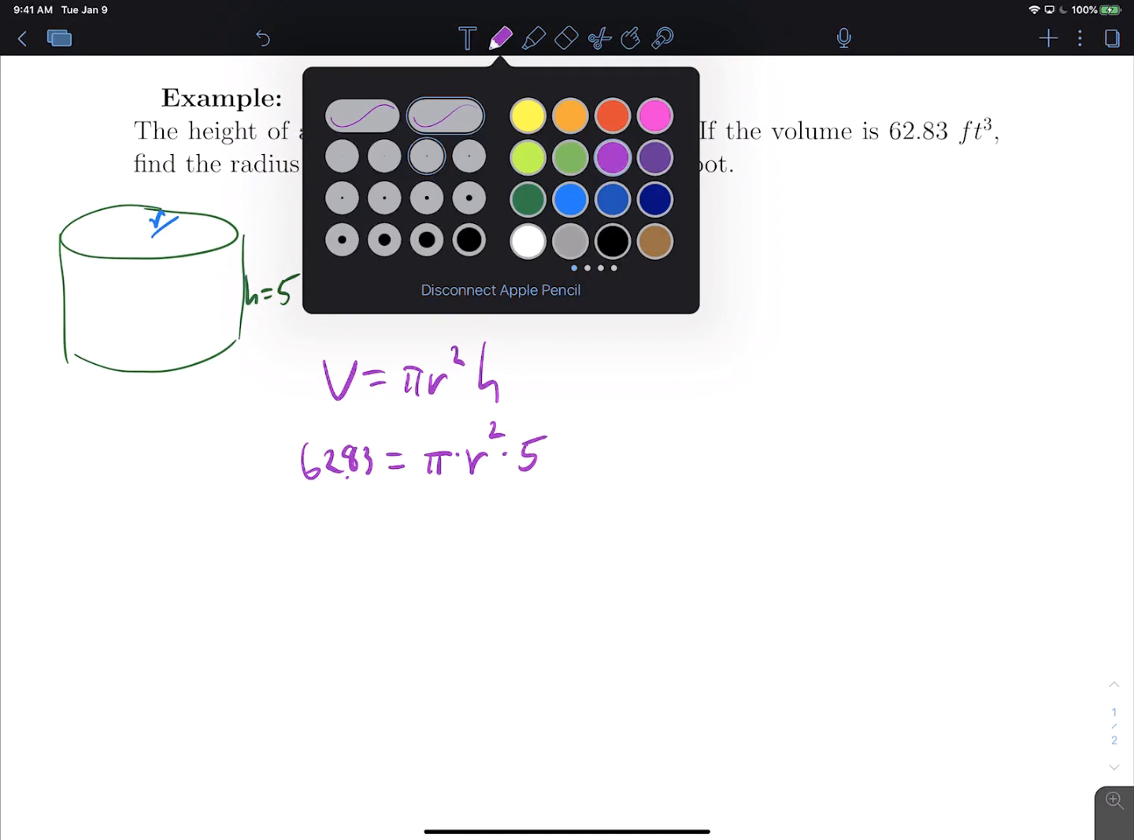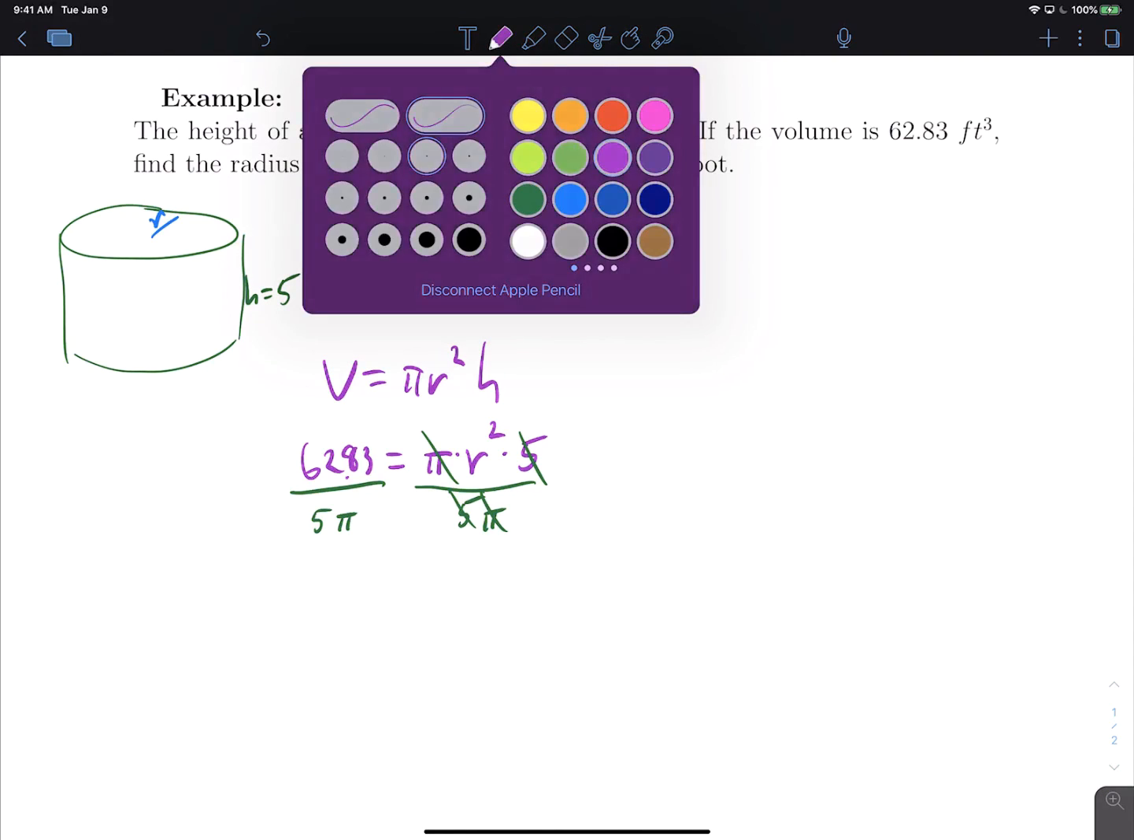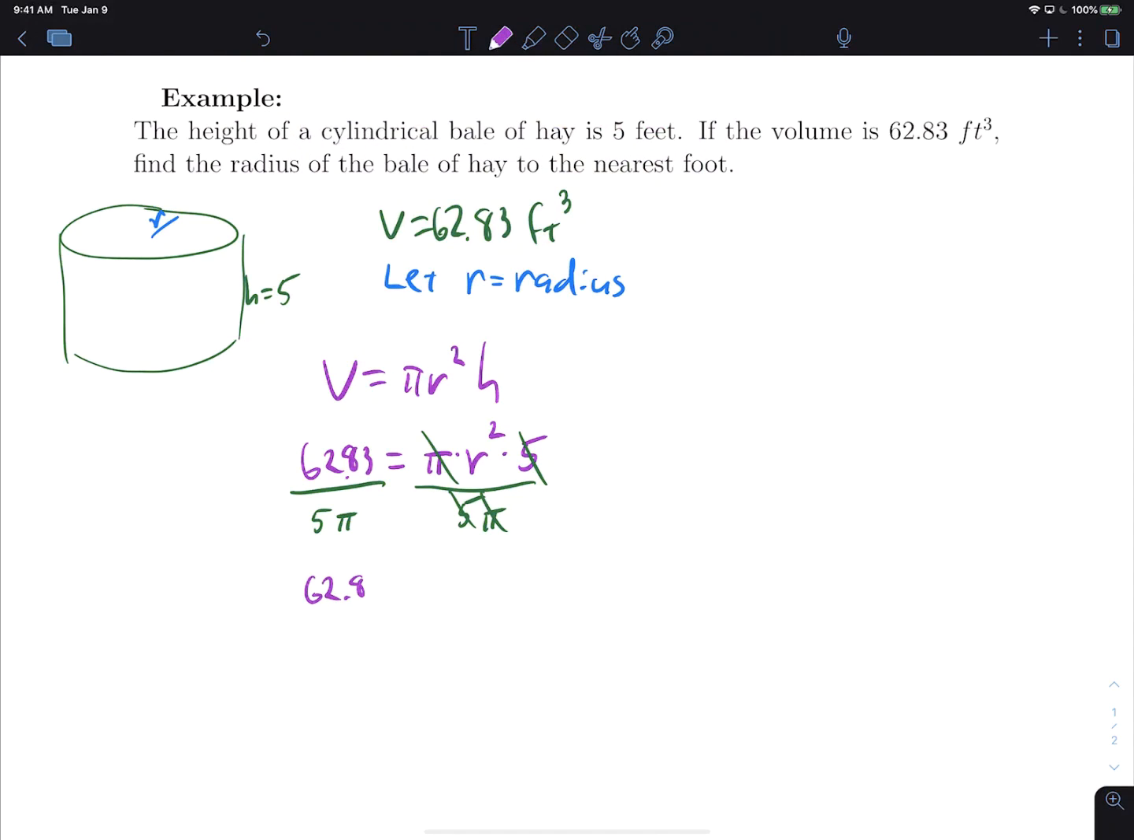So let's get rid of those by dividing by the 5 pi. Notice that the 2 pi's cancel and the 2 5's cancel. So on the left-hand side, we just have 62.83 divided by 5 pi. And on the right-hand side, we have r squared.